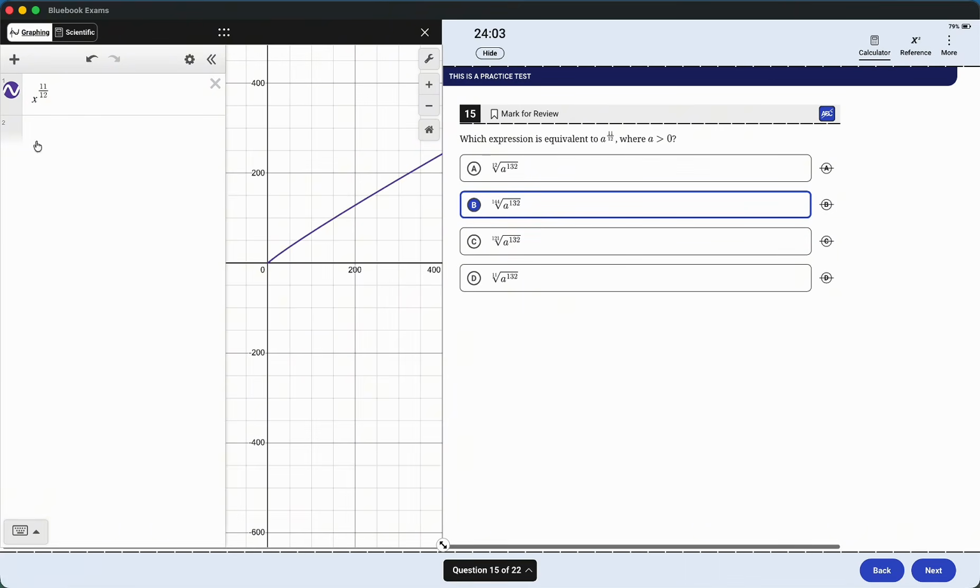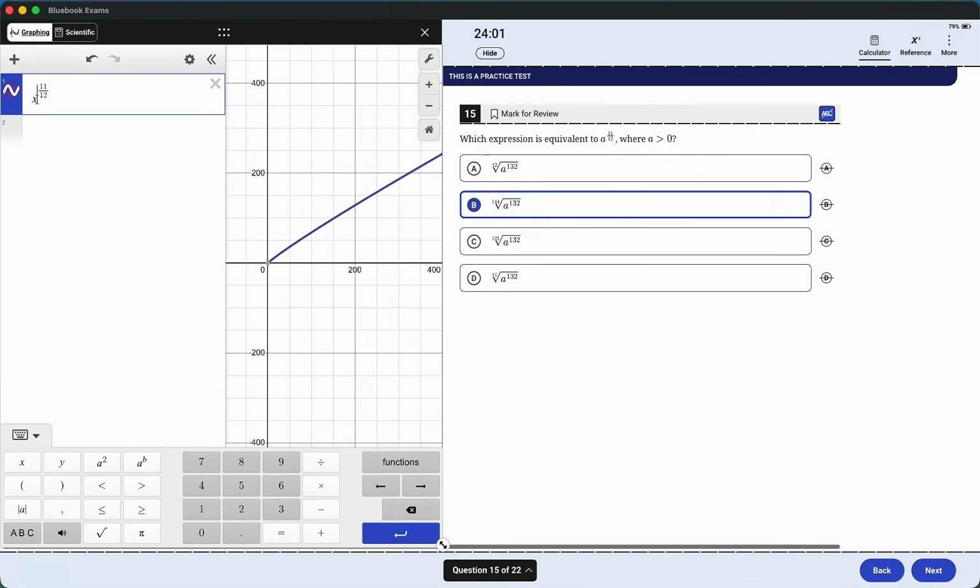I changed A to X, because if you have A, Desmos isn't going to draw it. So you see, that's not going to happen. So here I can draw it, and then you can see I can confirm B is the correct one.